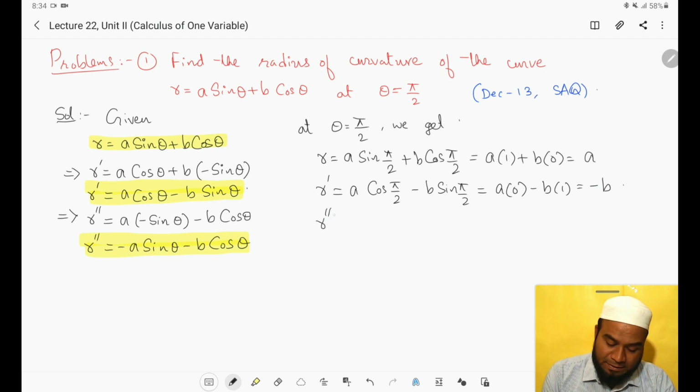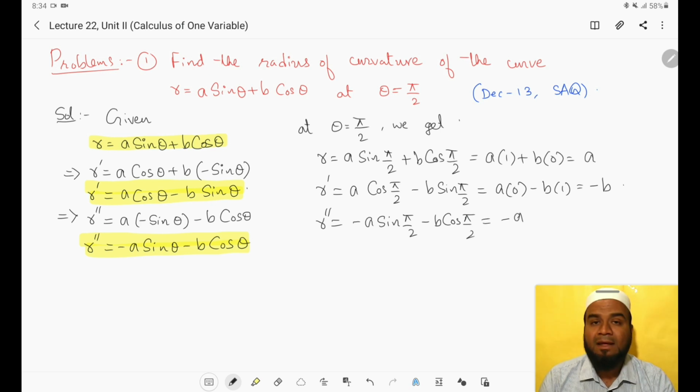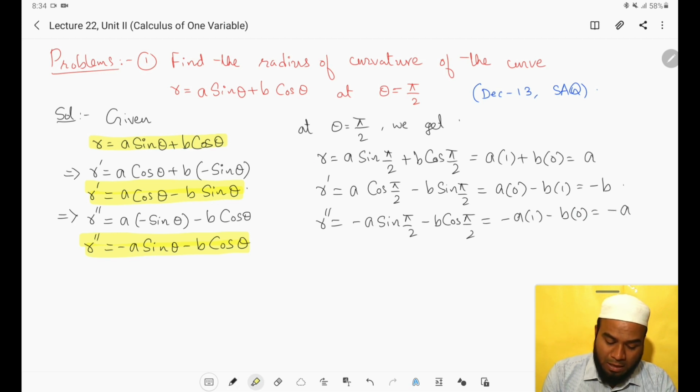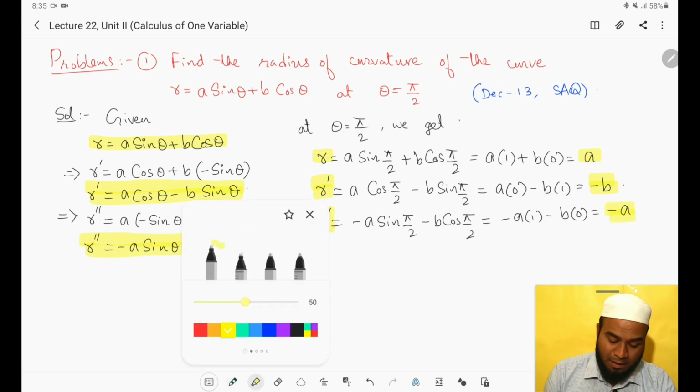Similarly, what is r double dash? Substitute theta equals pi by 2 in r double dash. Then what will happen? Minus a into sine theta, sine pi by 2, minus b into cos pi by 2. This will be minus a into sine 90 is 1, minus b into cos 90 is 0. So what we will get? Minus a. So we got r to be a, r dash to be minus b and r double dash to be minus a.